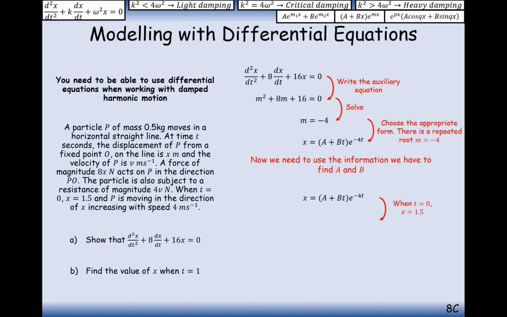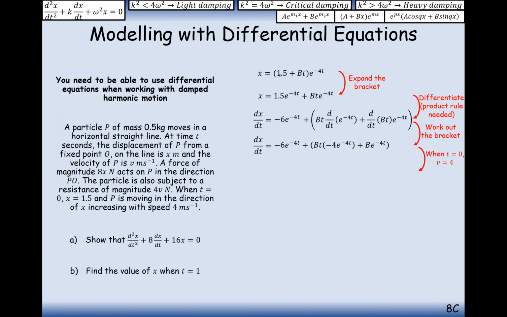So let's put in t equals 0, x equals 1.5 to start with, and that will give us 1.5 equals A. We can go ahead and plug in what A is and then start differentiating. So we've differentiated from lines 1, 2, 3 and 4 here. Now we can plug in t equals 0 and v equals 4 because we have a speed of 4 where x is increasing. So plug in 4 for v and t equals 0, and we work out there that 4 equals minus 6 plus B. So therefore B must equal 10.